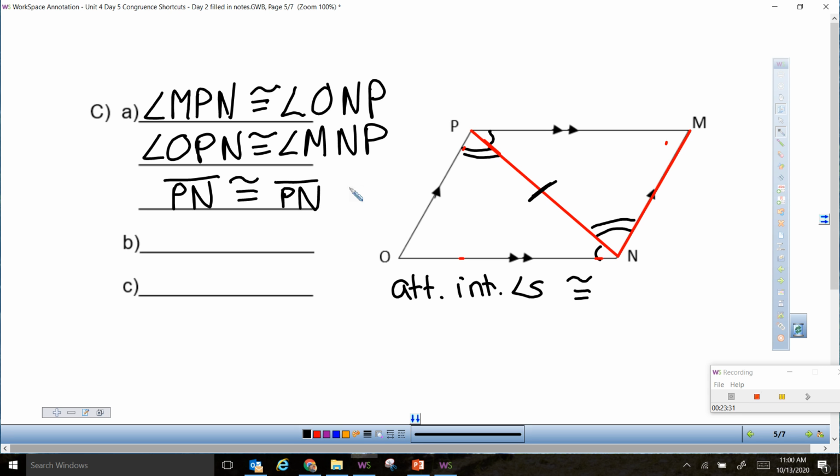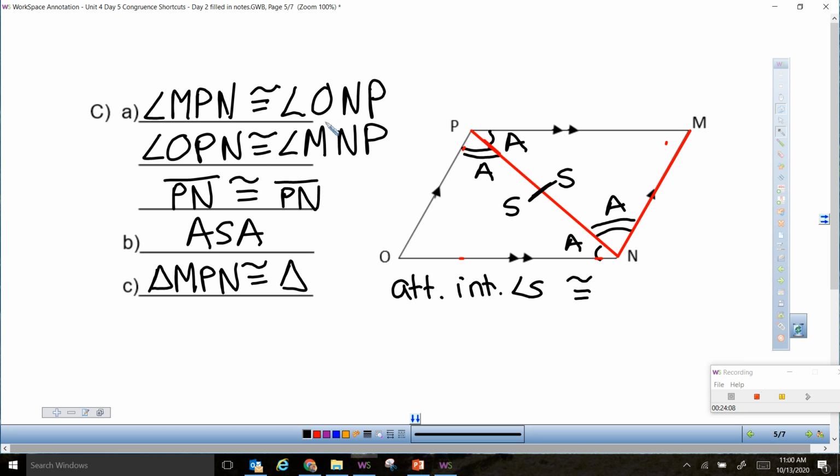Now that we have our three pairs that are congruent, now we can state the postulate or theorem. So notice we have an angle, a side, and angle. Same thing here. We have an angle, a side, and angle. So what's the postulate or theorem? Angle, side, angle. So now I can say that my triangles are congruent, so that would be triangle. I'm just going to use these up here and say triangle MPN is congruent to triangle ONP.